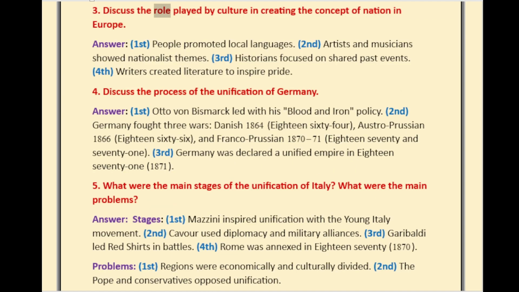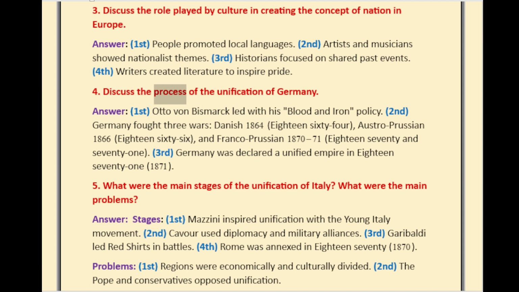3. Discuss the role played by culture in creating the concept of nation in Europe. Answer. First, people promoted local languages. Second, artists and musicians showed nationalist themes. Third, historians focused on shared past events. Fourth, writers created literature to inspire pride.